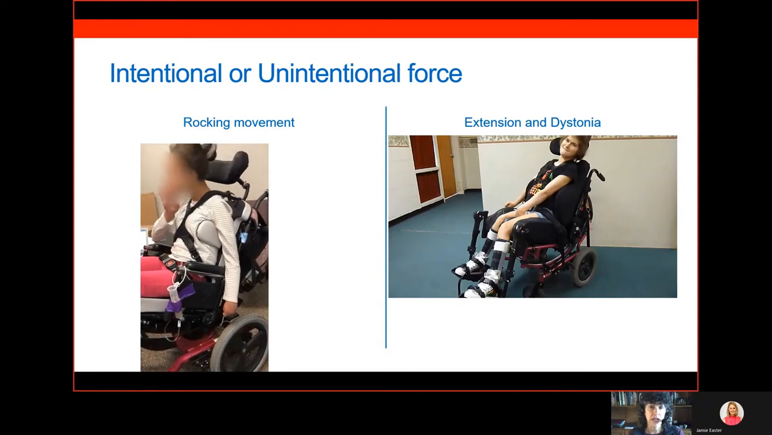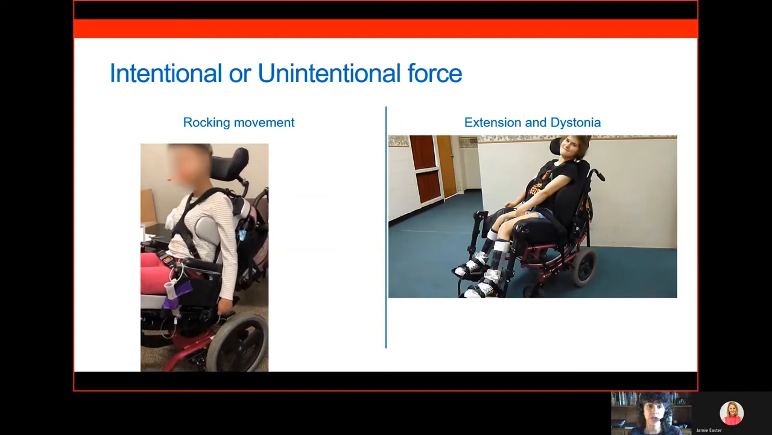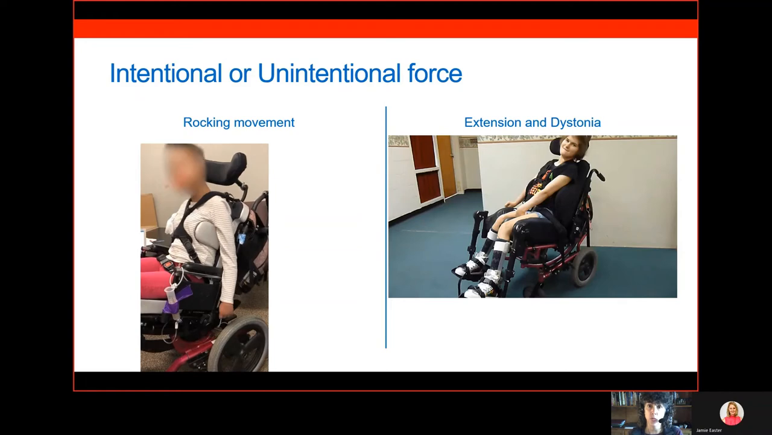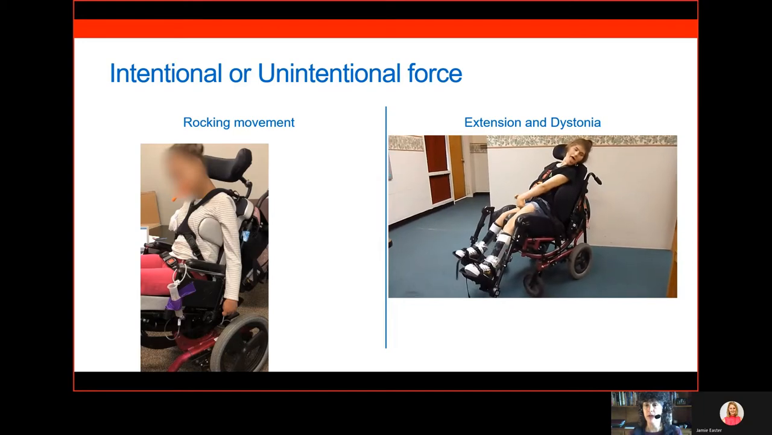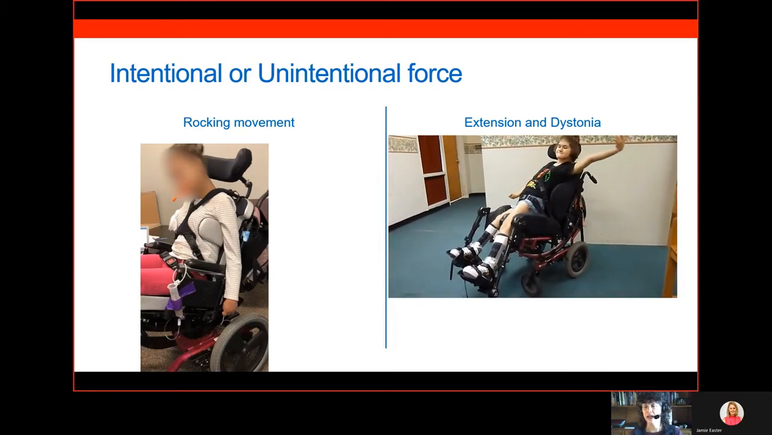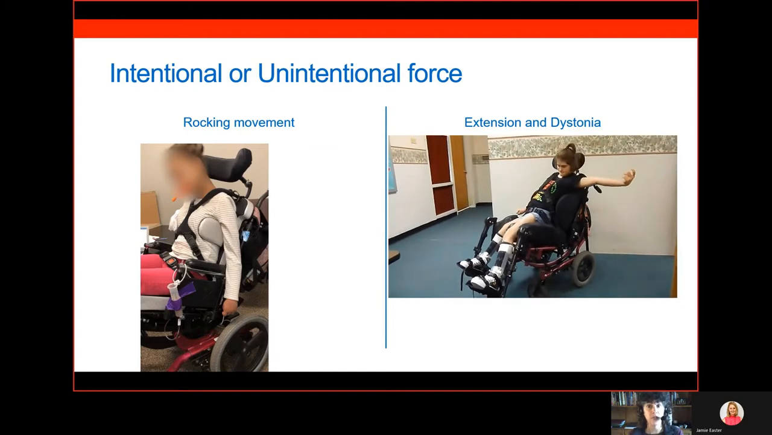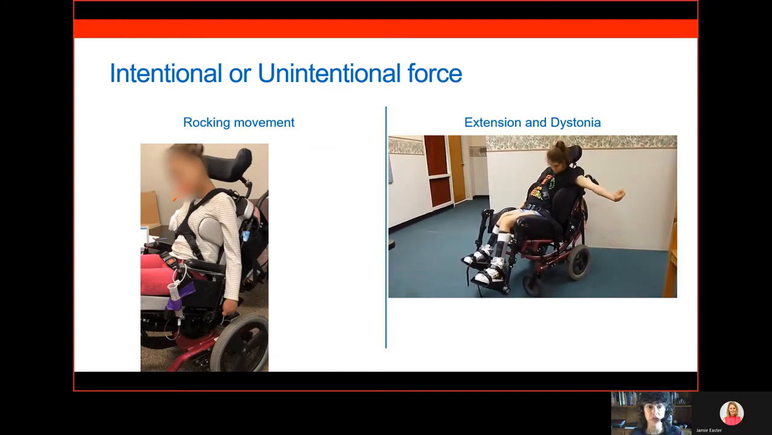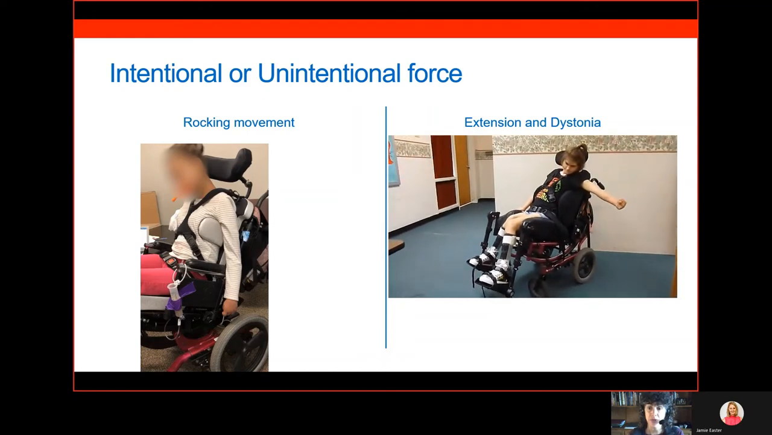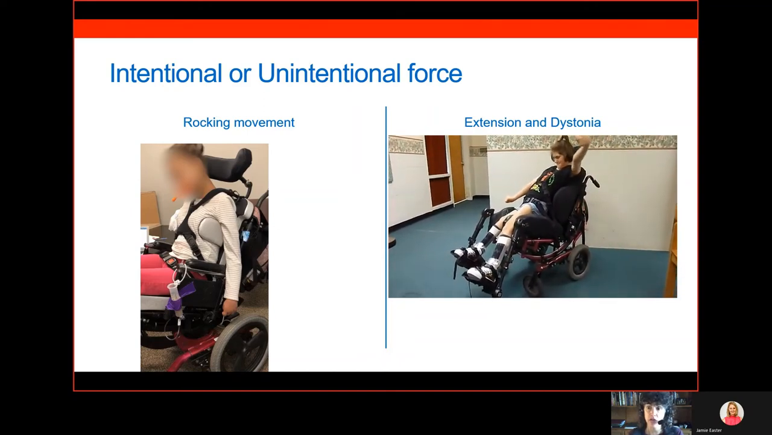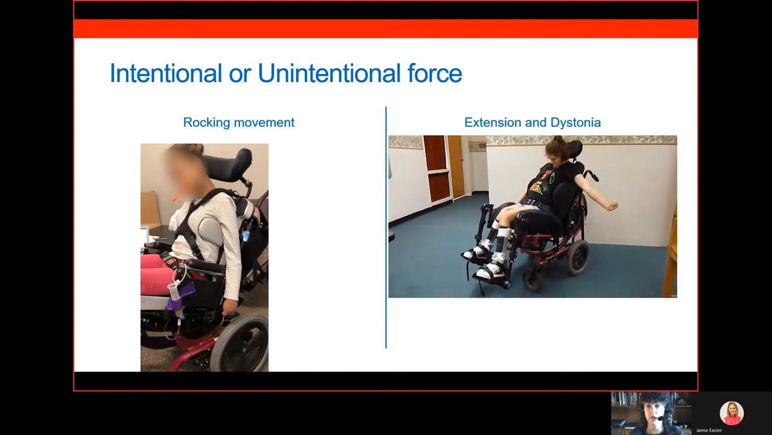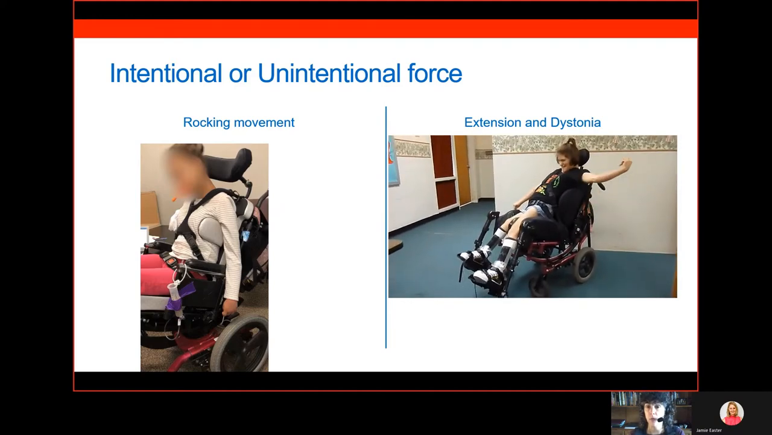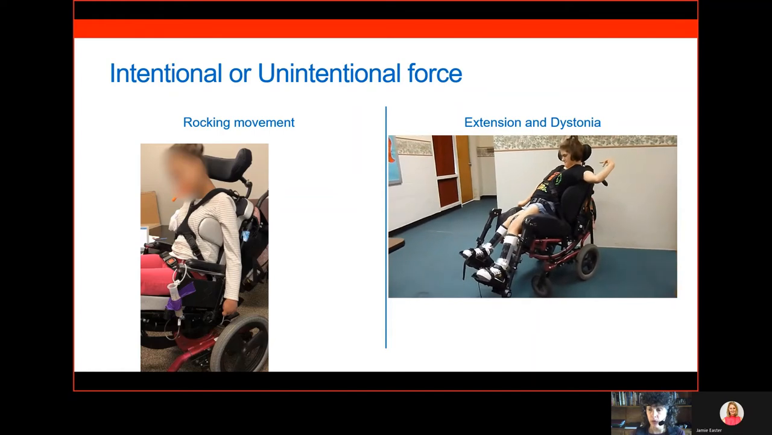Now, dynamic seating can capture that intentional or unintentional force. Here on the left, we see someone who is displaying an intentional rocking movement, and the dynamic back is responding. On the right, we have a client who is demonstrating extension and dystonic movements. Some of these can be triggered intentionally, but oftentimes are unintentional, and the system, in this case, a dynamic back and dynamic footrest, are responding to these forces generated by the client. So whether the forces are intentional or unintentional, these forces activate the dynamic component.